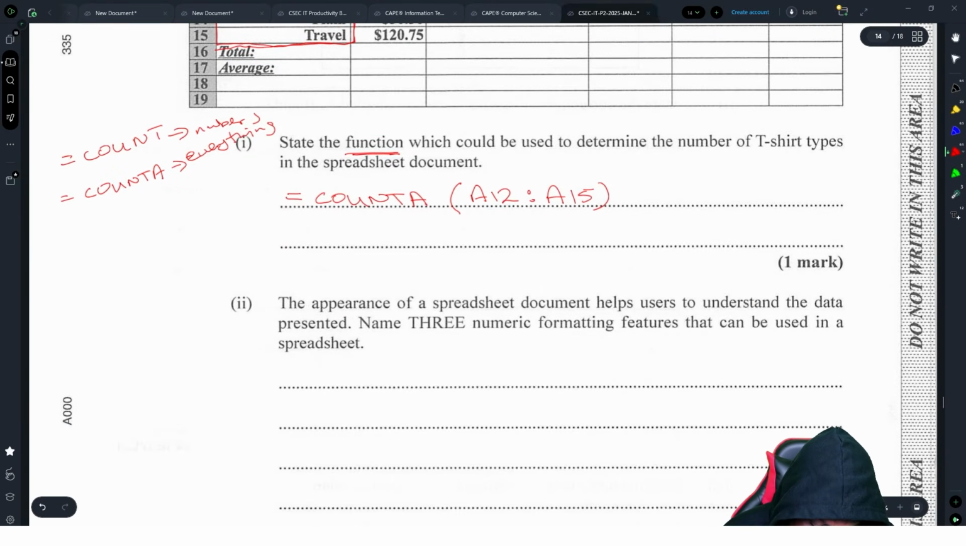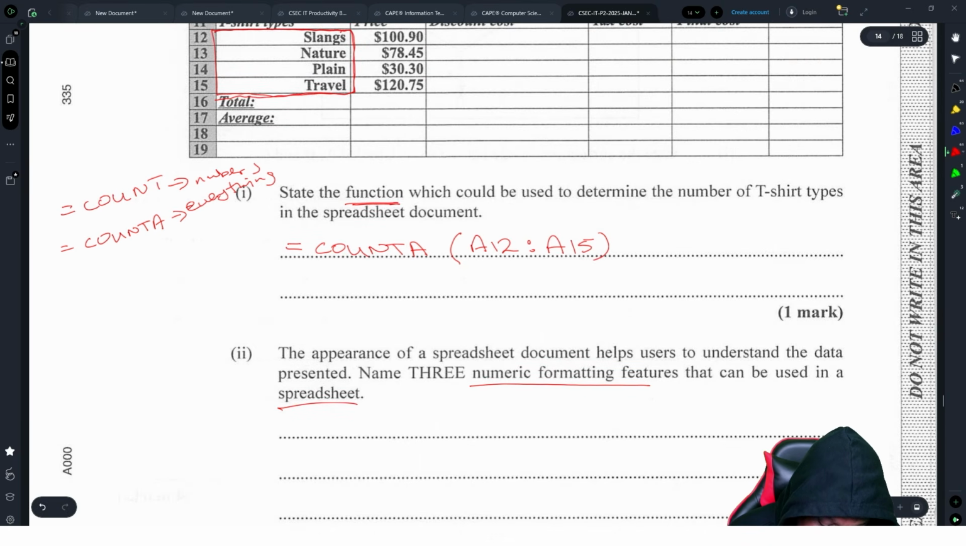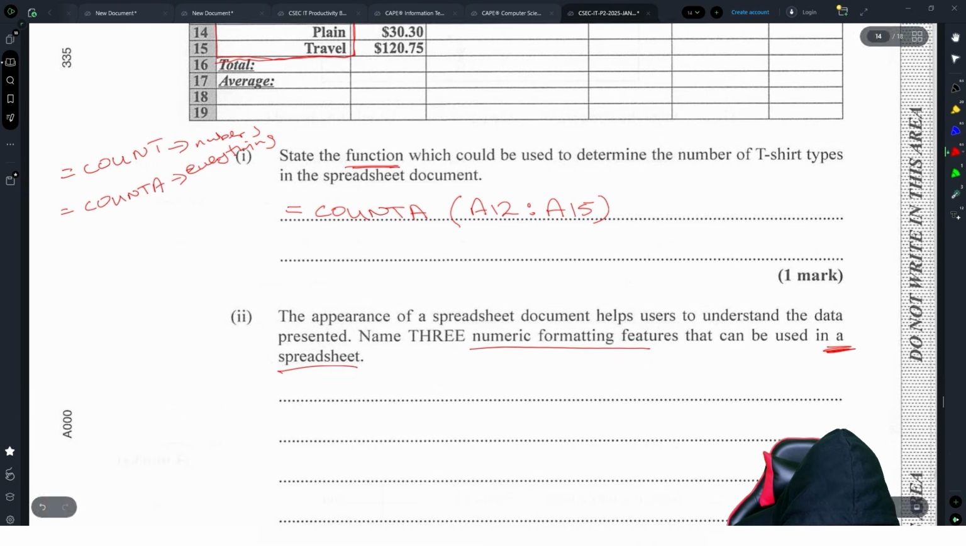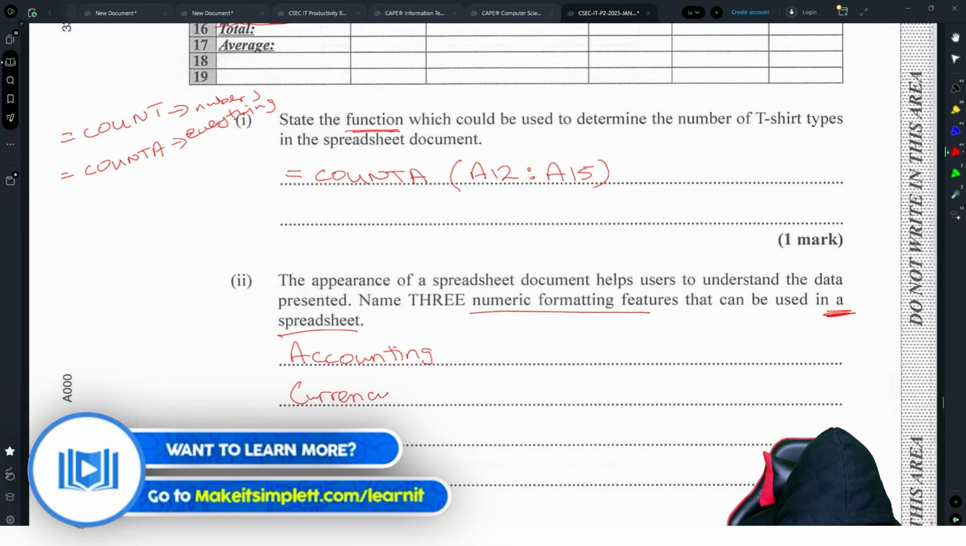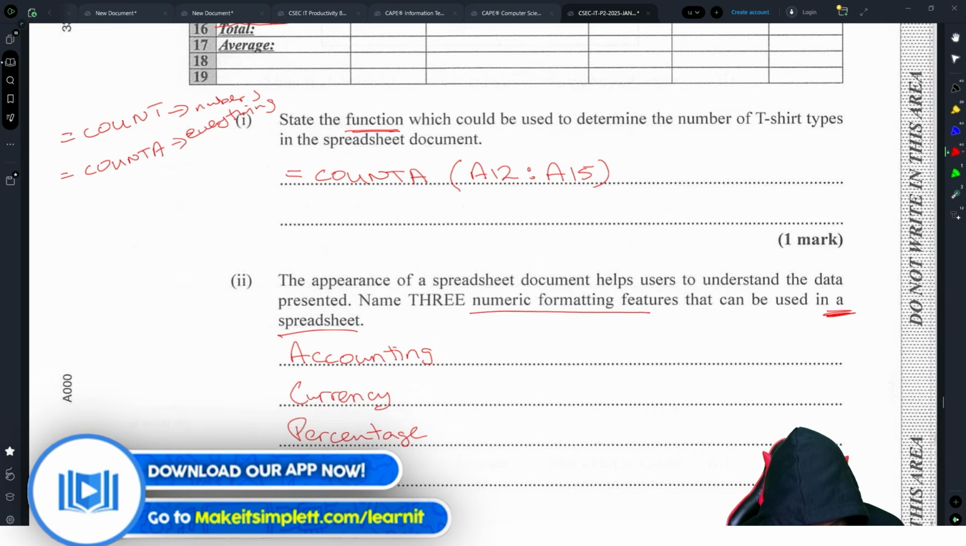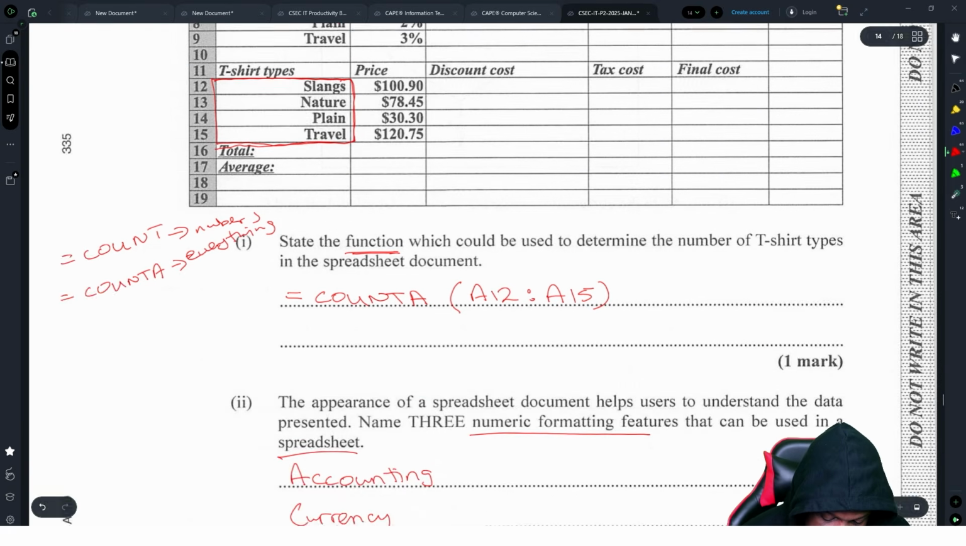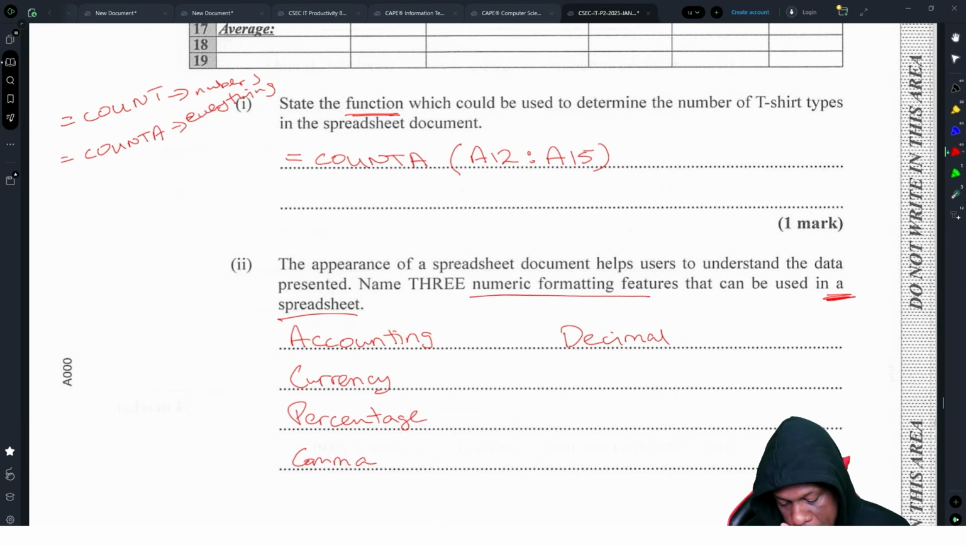The appearance of the spreadsheet helps users to understand the data presented. State 3 numeric formatting features that can be used in a spreadsheet. They didn't ask about anything else, so you could just say accounting, currency, percentage. You could use comma. They love the comma one. You could say decimal. Yeah, those should be 4.